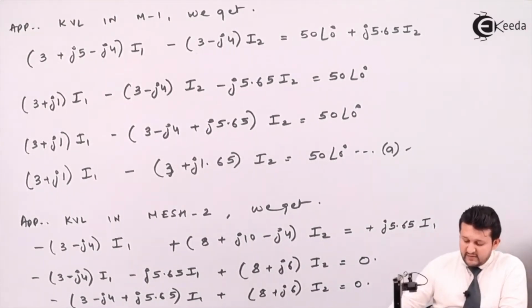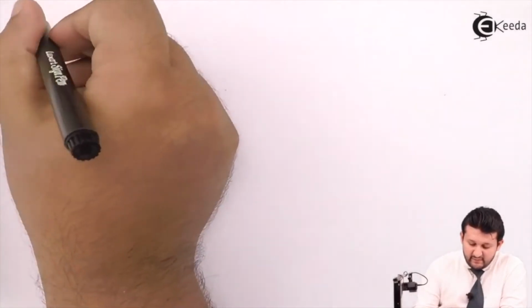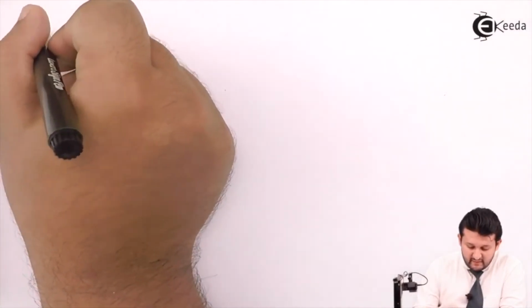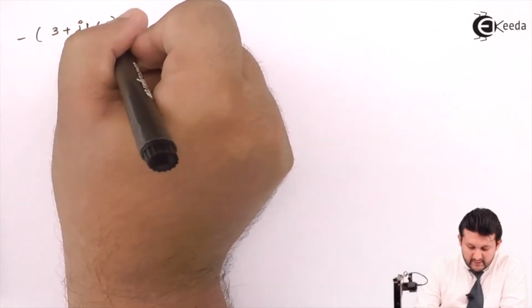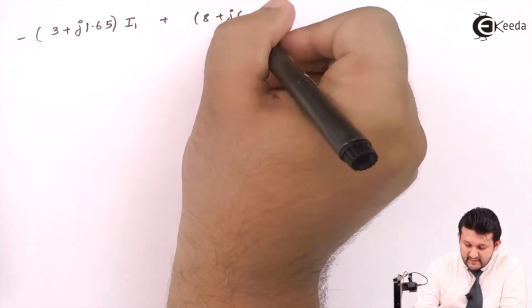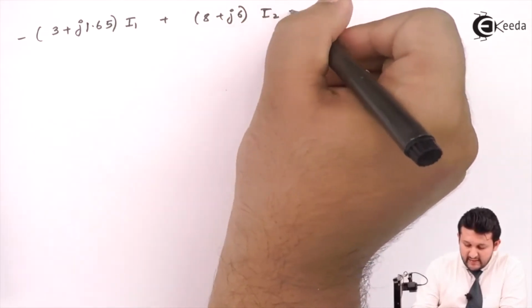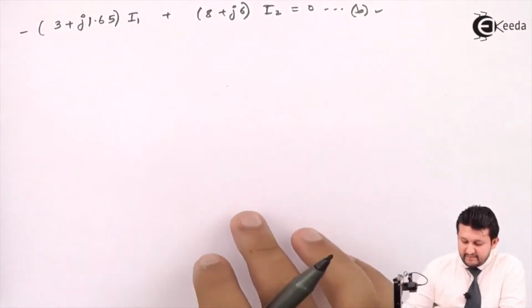So on the next page you will simplify the equation number B. So your final equation for B, which you will get, my dear friend, will be minus (3 plus j1.65) I1 plus (8 plus j6) I2 equal to 0. That will be equation number B.